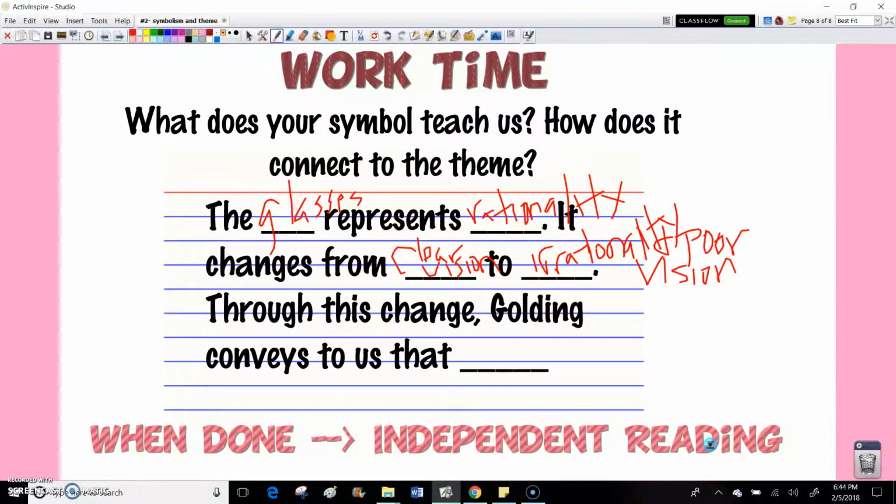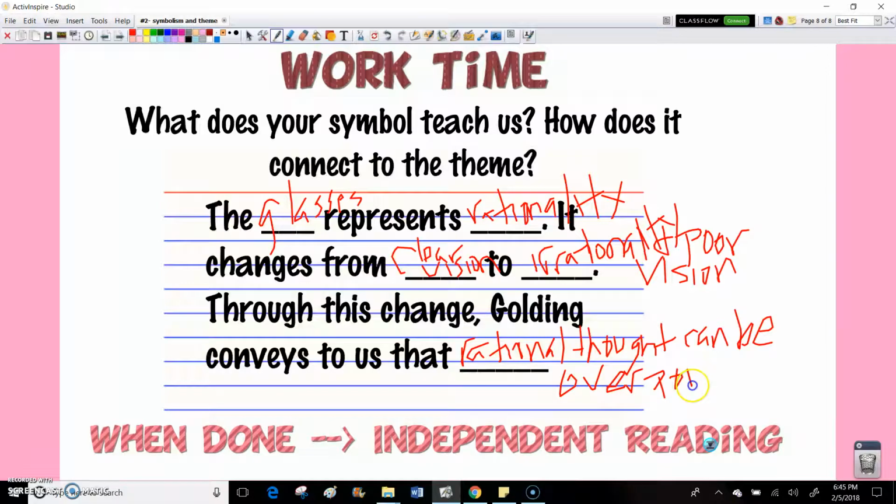Through this change, Golding conveys to us that rational thought can be overpowered by, well, what overpowered it? By fear and savagery. Now that's a lesson.